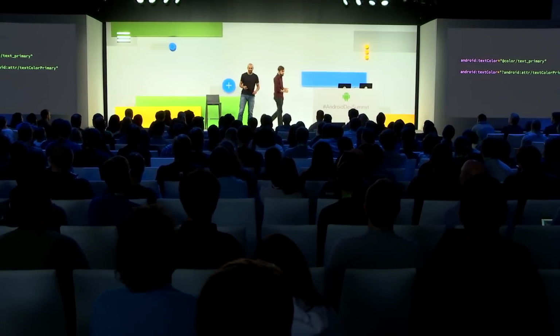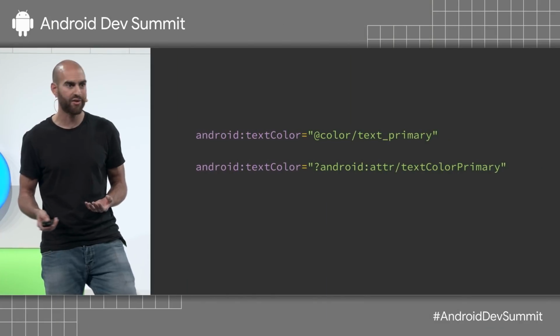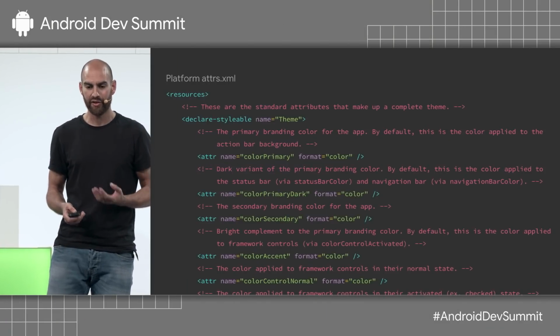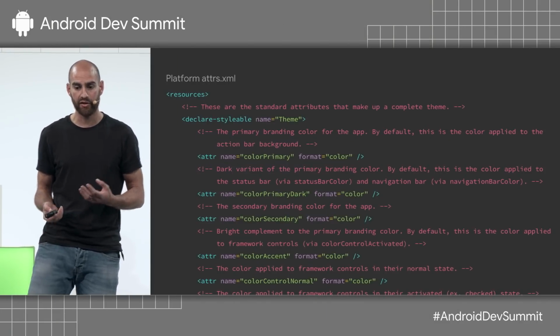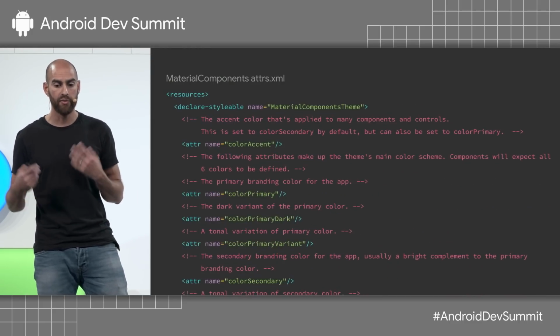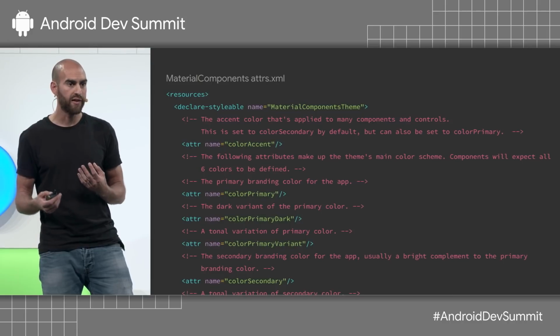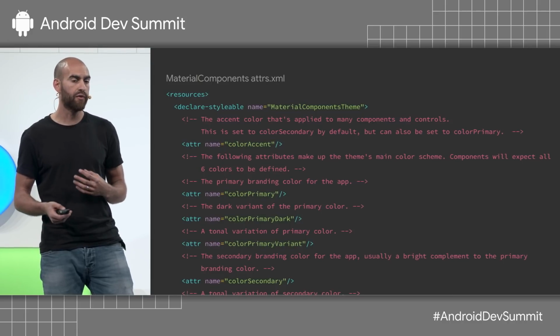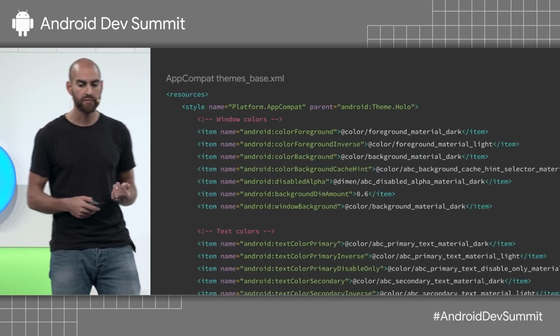Cheers. So I said you should prefer theme attributes where you can. But to do so, you kind of need to know what is out there, what exists. And honestly, I don't have a great answer for this, other than looking through the attrs file of the Android platform, or AppCompat, or Material Components. They're not that long. You can see what is available for you that you can reference rather than hard coding.